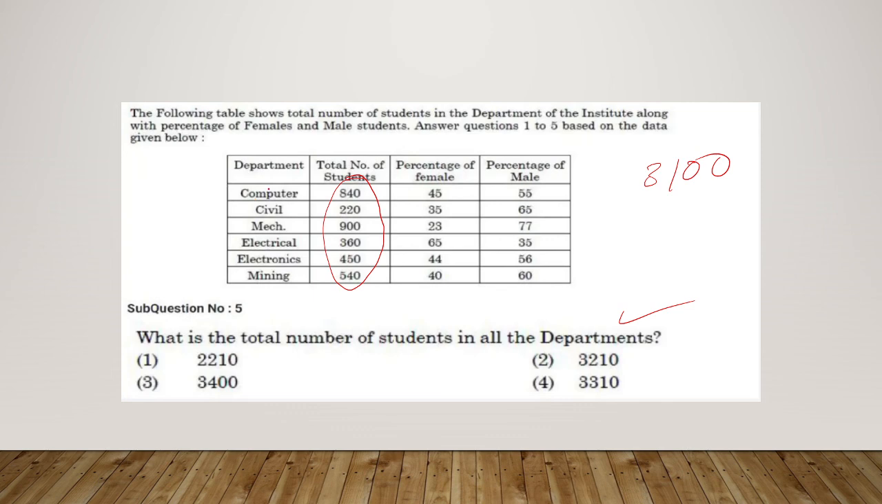First you have to add the highest. Then we have to add tens. 40 plus 60, 60 plus 60, 120 plus 50, 170 plus 40, 210. Okay, 3310. This is the right answer.